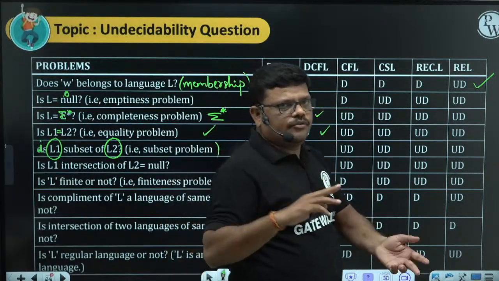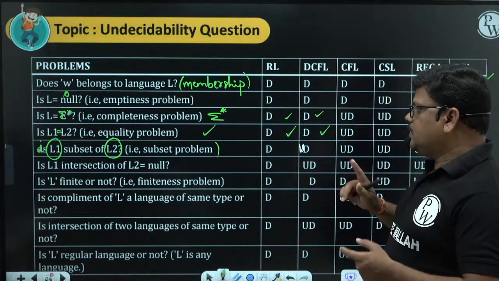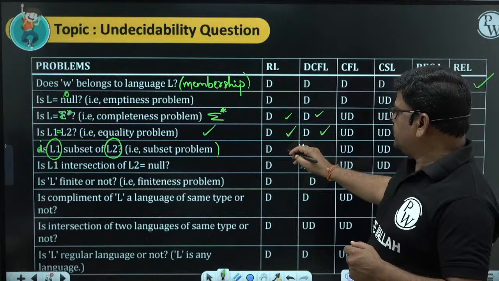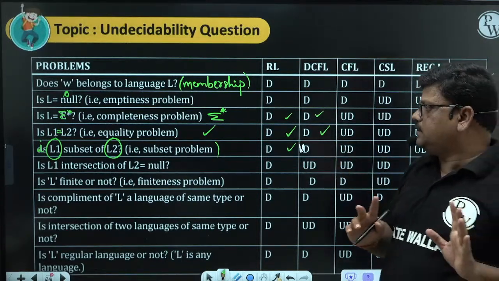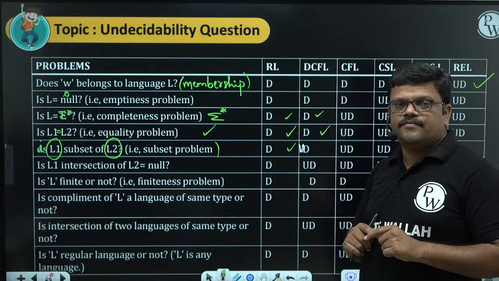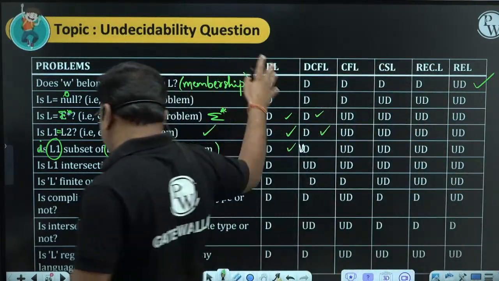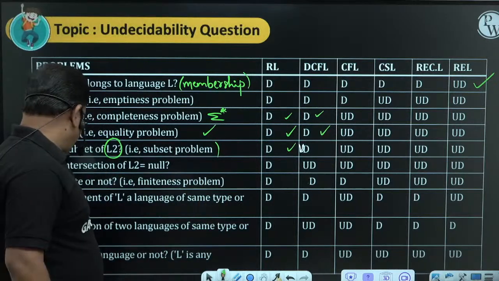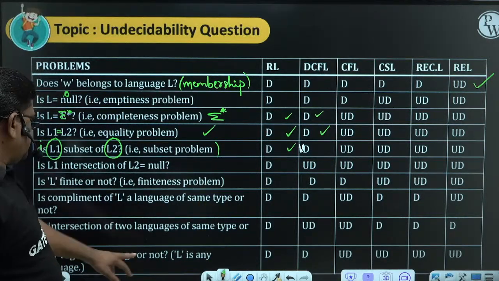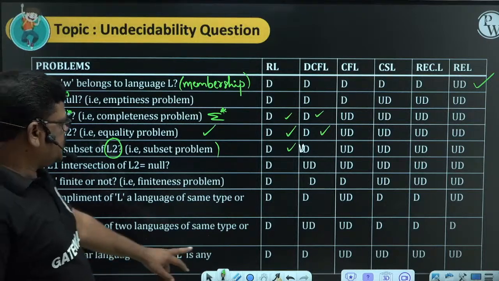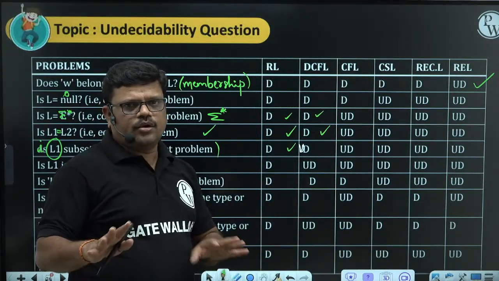To check whether one is a subset of the other, writing an algorithm is possible only for the regular case and DCFL; in all the remaining cases it is undecidable. Assume we have a chart, this table. Let me show you one more, regularity. Look at our regularity problem. This is also decidable in two cases, the remaining undecidable. The reasons we are not studying in this class.